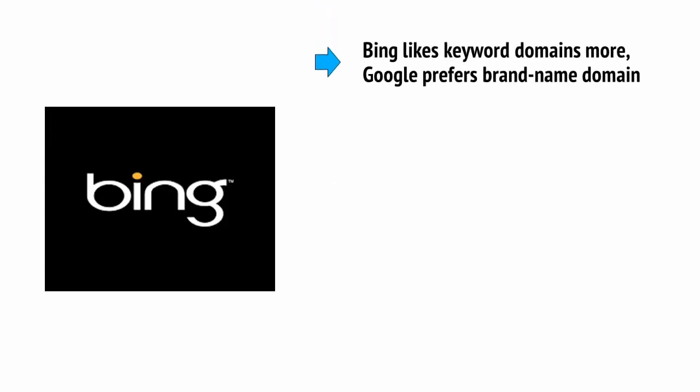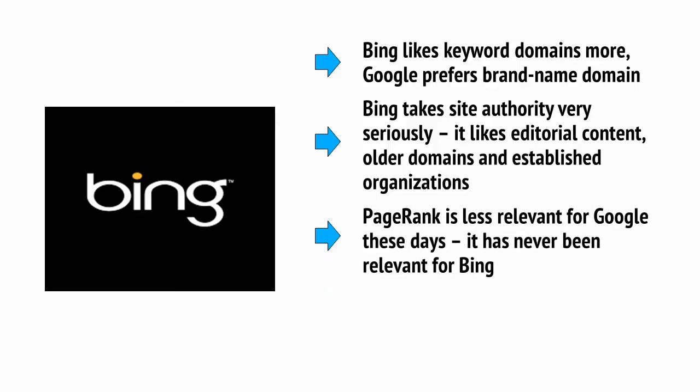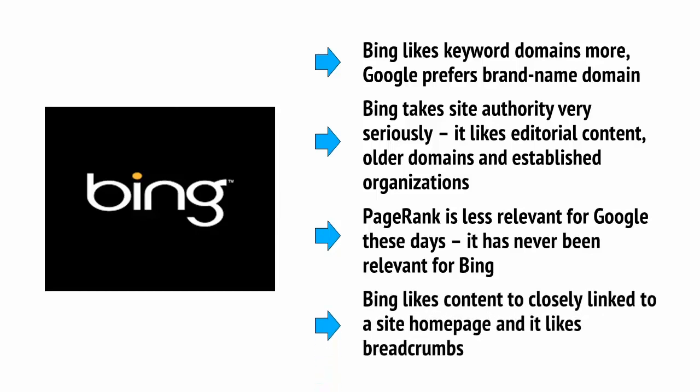Of course, there are way more differences than we have time to go into in detail, so let's look at some rapid-fire differences to finish off. Bing likes keyword domains more, Google prefers brand name domains. Bing takes site authority very seriously. It likes editorial content, older domains, and established organizations. PageRank is less relevant for Google these days, and it's never been relevant for Bing. Bing likes content closely linked to a site's homepage, and it likes breadcrumbs.